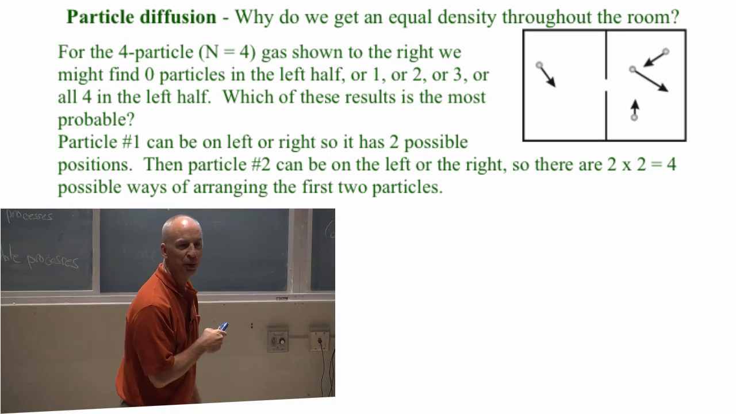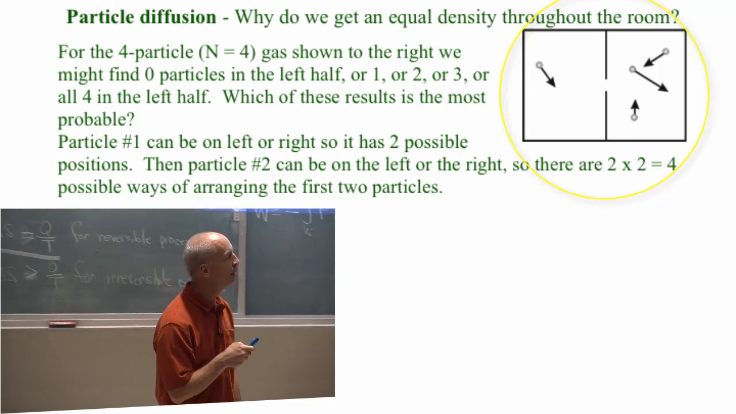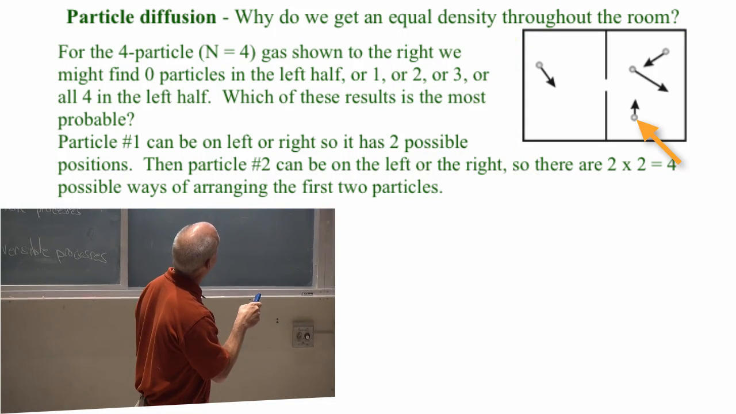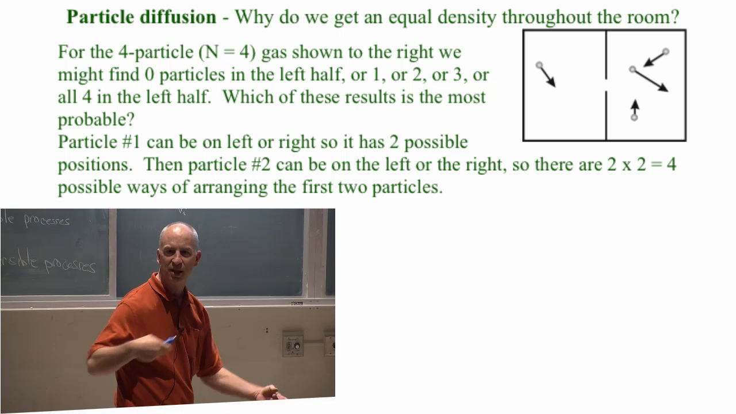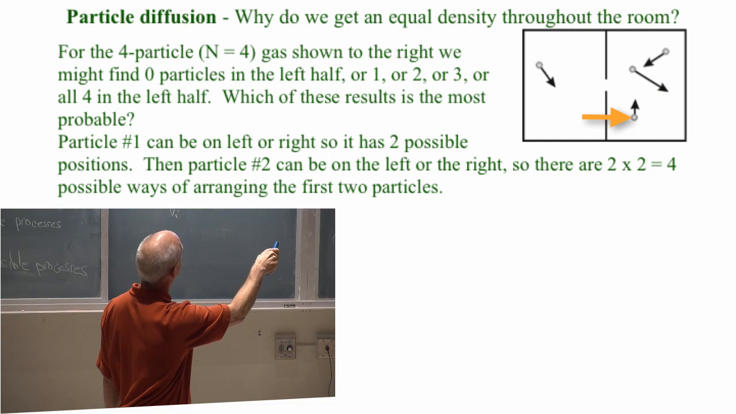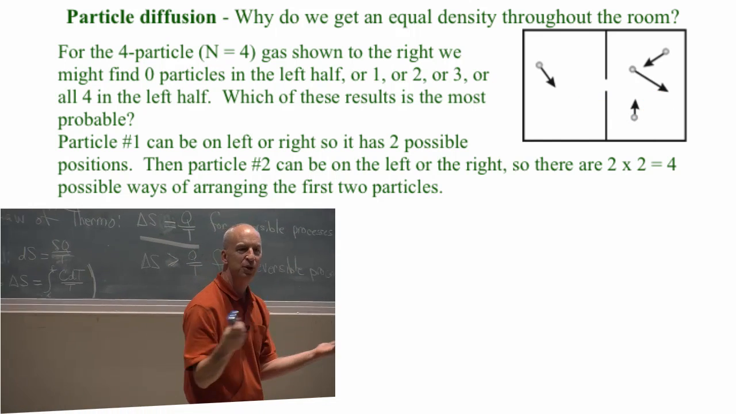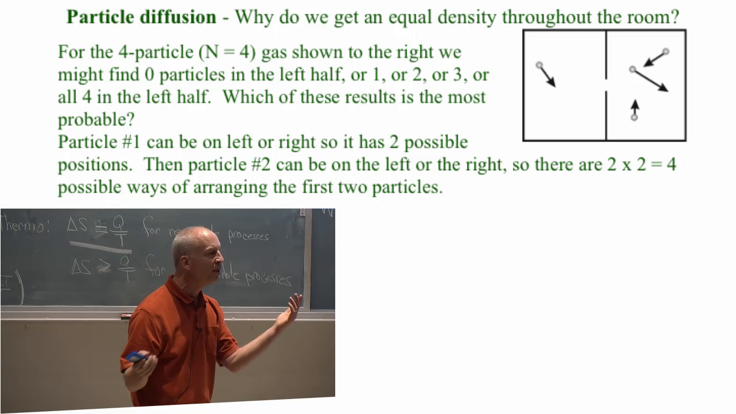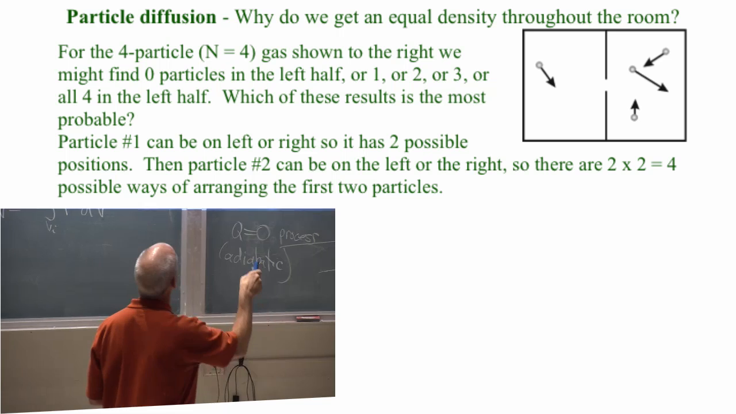This is a picture of a room with four atoms in it. Each of these little things is supposed to be an atom. These arrows are supposed to tell you how fast it's moving and in what direction. So this one's moving fast that way. This one's moving slow that way. The atoms are going to smack around. They're going to hit each other. They're going to transfer energy back and forth. They're going to bounce around in here. They're going to bounce around against each other.